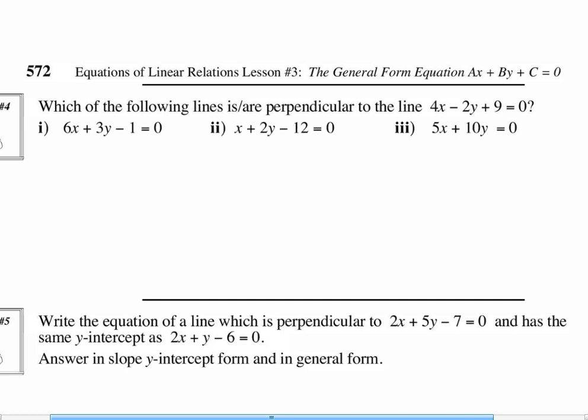It says which of the following lines is perpendicular to 4x minus 2y plus 9? What word should you think about when you hear the word perpendicular? Slope. And in order to see slope, what? y equals mx plus b. So this should be your thought pattern. In order to see slope, I need slope-intercept form. So in order to know the slope of that line, let's first make it slope-intercept.